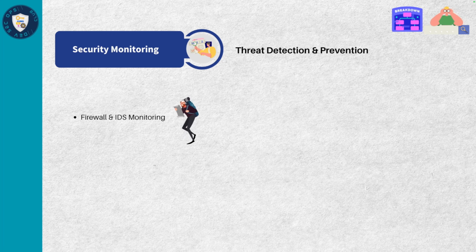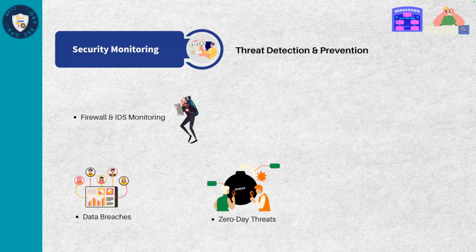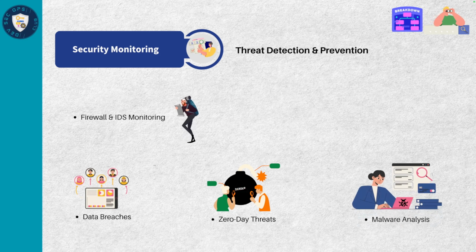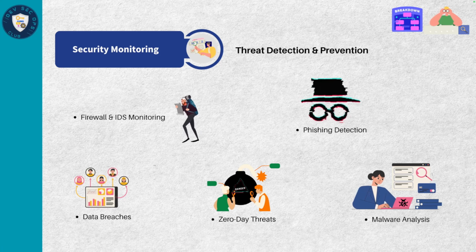But what happens when these tools themselves are not working? How would you know there is some malicious activity or intrusion happening? So that's why we have to monitor these devices as well. Next, data breaches: detecting unauthorized access and data leaks to prevent exposure. Companies really get very high fines when any data gets breached. It is really important. Zero day threats: identifying unknown vulnerabilities before they are exploited. Malware analysis, phishing, and you just name it. There are so many things that come under threat detection and prevention.